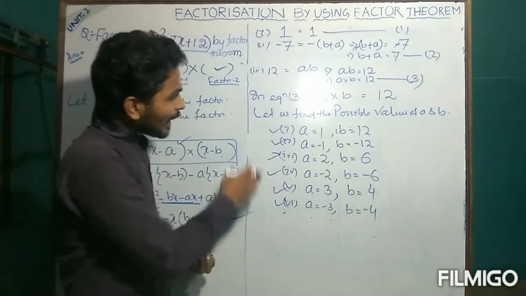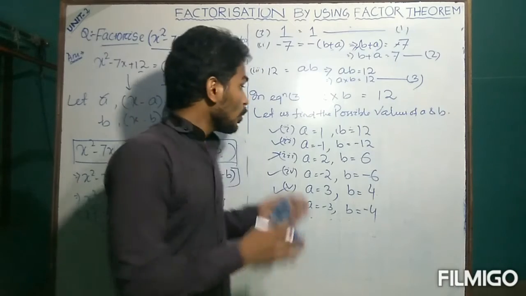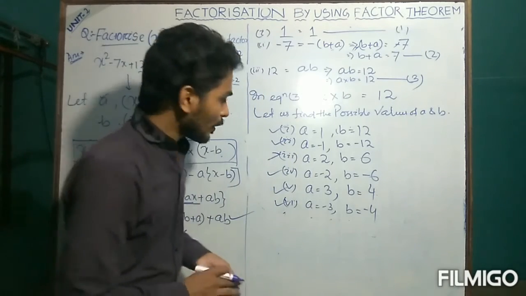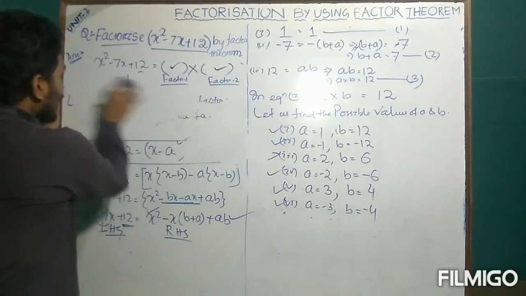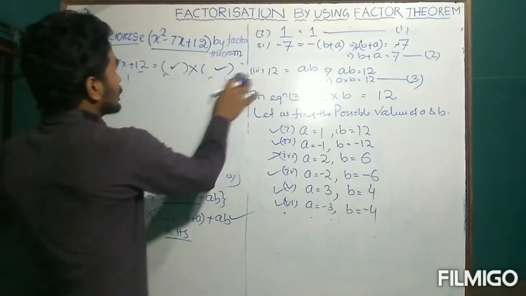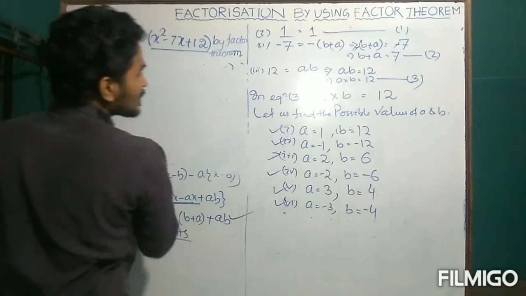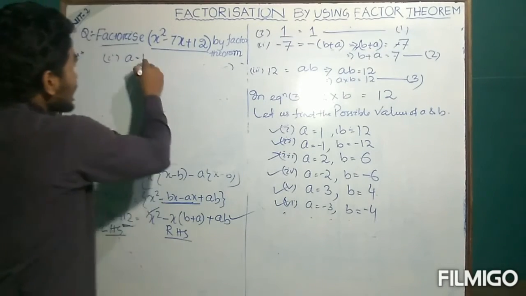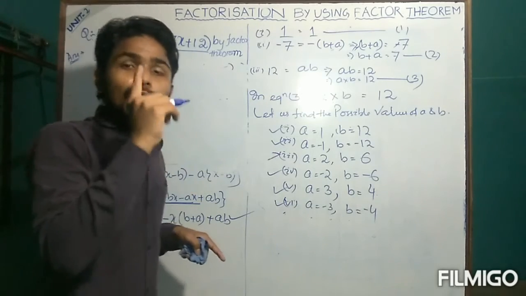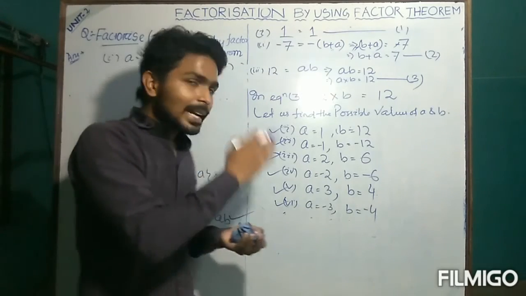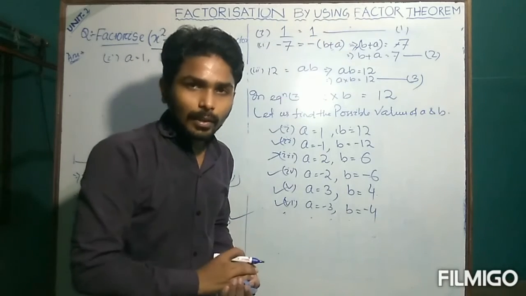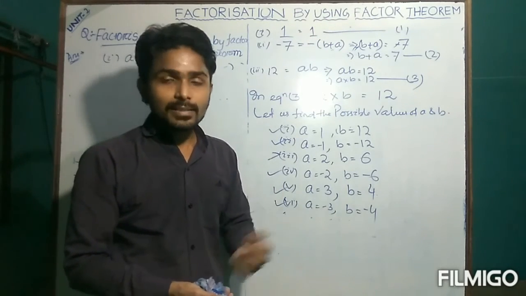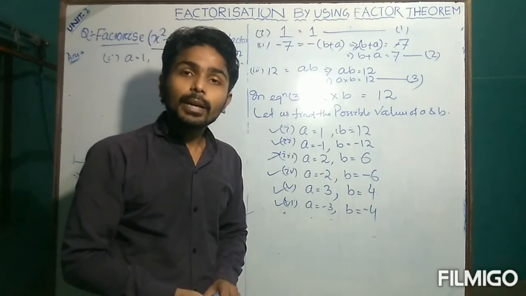Now let us find out, of these 6 assumptions, which assumption holds good for our quadratic polynomial. Let us check it. First we will check assumption 1, in which we have A is equal to 1. As you know, this is the zero or root of the polynomial. That means that polynomial completely divides the other polynomial, and according to the factor theorem, if it completely divides the other polynomial, then the remainder will be 0.